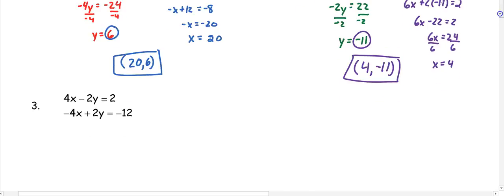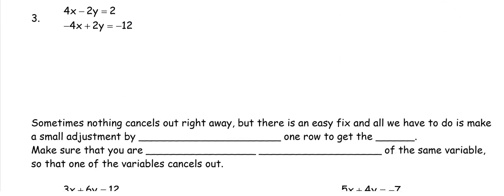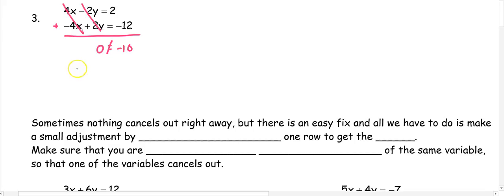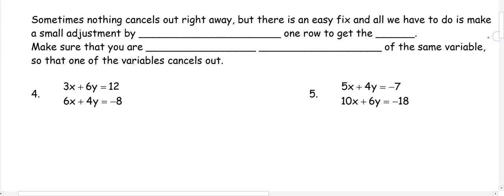Now, number 3, when I go to add, notice that I have opposite coefficients for my x and for my y. Both of them cancel out, and that leaves me with 0 equals negative 10. Now, 0 cannot equal negative 10. That's not a true statement. Because of that, we're going to say that this is one of our special cases, which is the no solution case.